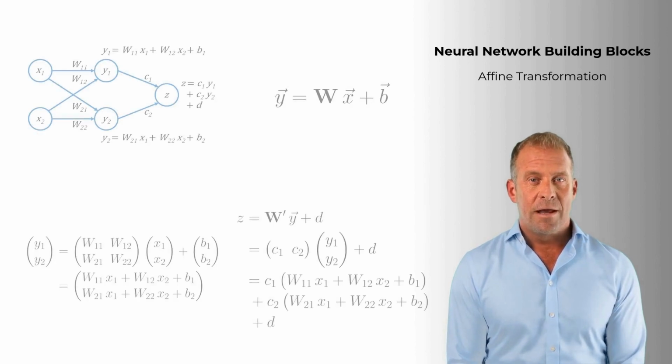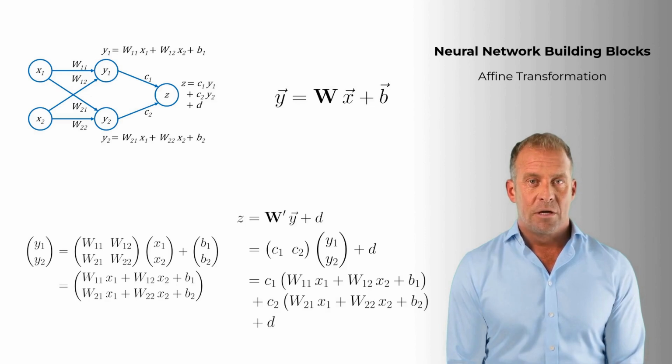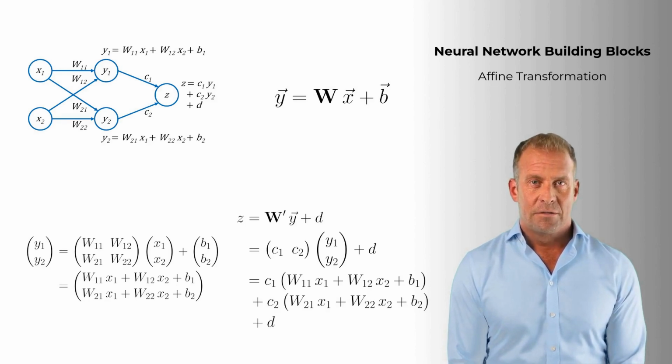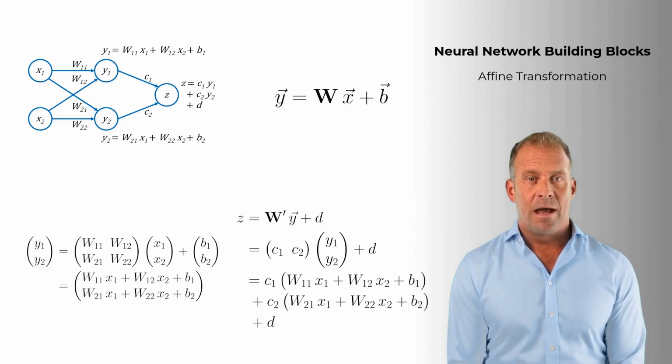Next, the two hidden outputs are mixed once more. Weights C1 and C2 scale y1 and y2, and a final bias d shifts the result. Put differently, multiple affine steps in a row collapse into, guess what, one big affine step. That's why a purely linear network can only draw straight lines in data space. Time for some non-linearity.